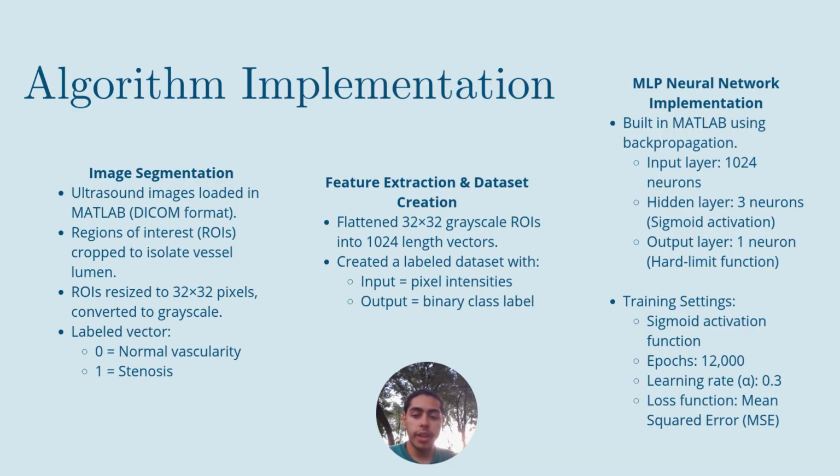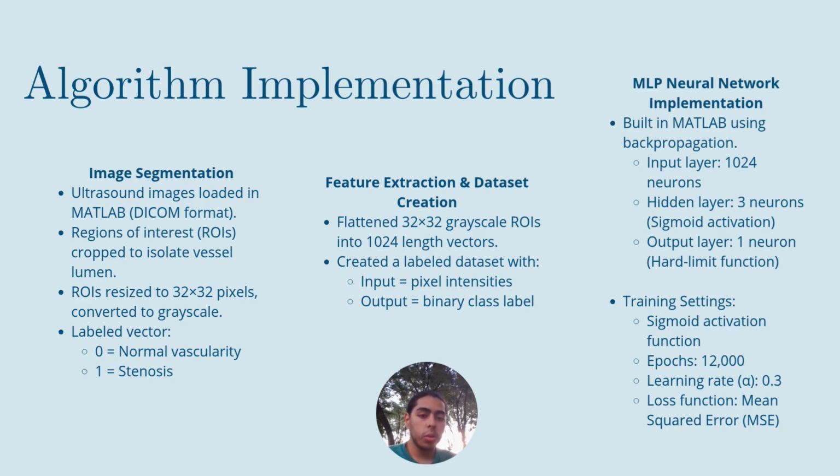First, we created regions of interest through MATLAB to isolate and crop the lumen vessels. Later, the ROIs were resized to 32 by 32 pixels and converted to grayscale. A label vector was created showing 0 for normal vascularity and 1 for stenosis. Later, we flattened the images into a 1024-length vector and created a label dataset with the inputs.